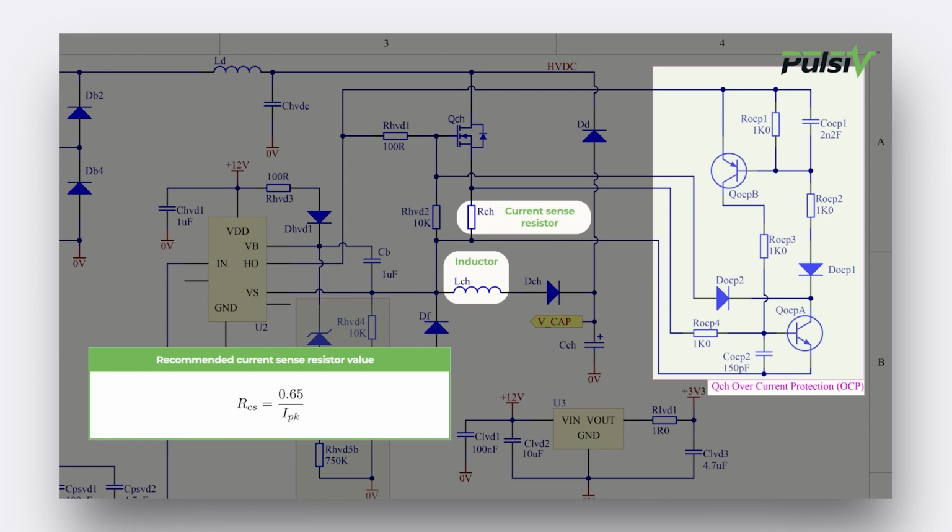The factor of 0.65 in this equation is the typical base emitter voltage of any silicon-based transistor. The threshold of the overcurrent protection circuit will vary as a consequence of this, and adequate thermal margins should be provided.